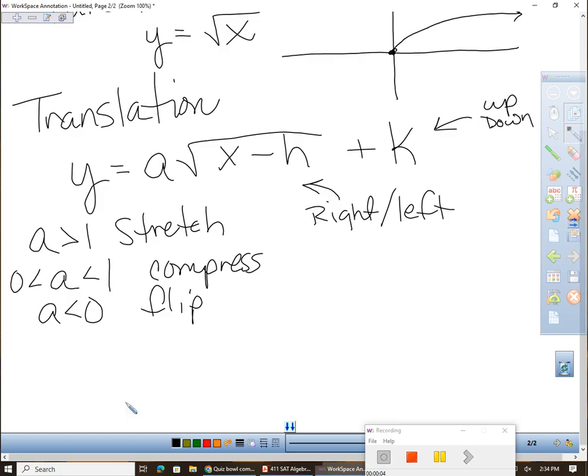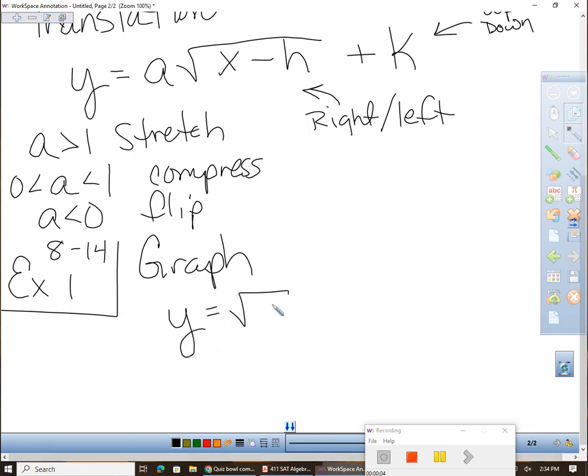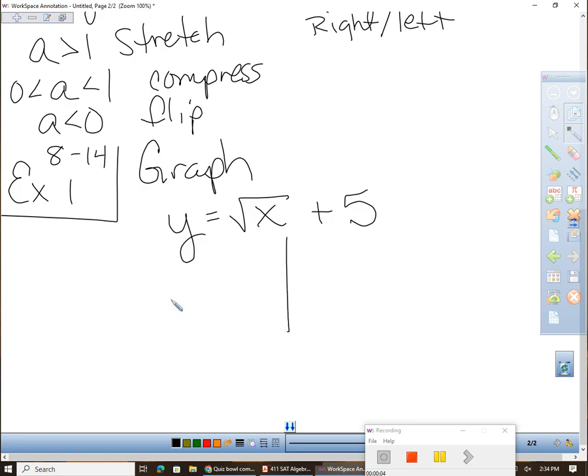So here we go. Example number 1. This is for problems 8 through 14. Graph. Start off with an easy one. Let's say I have y equals the square root of x plus 5. You go up 5, 1, 2, 3, 4, 5. So right here, and we draw a curve. That's it.